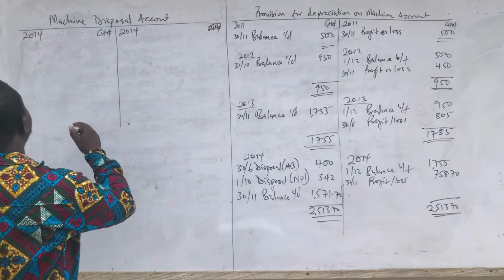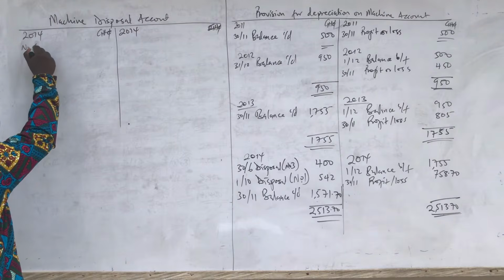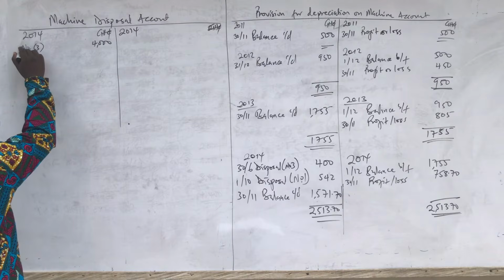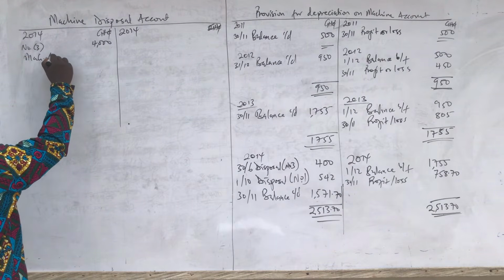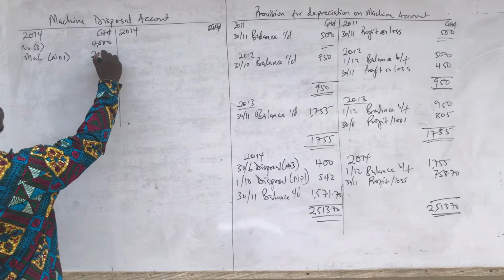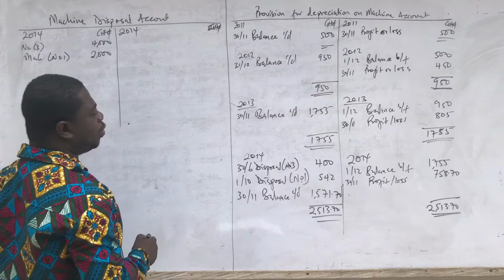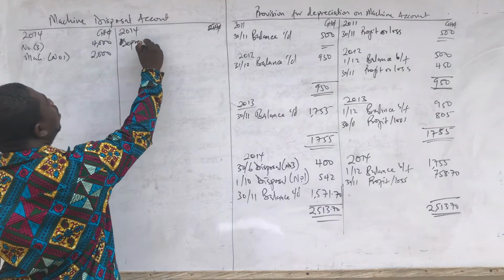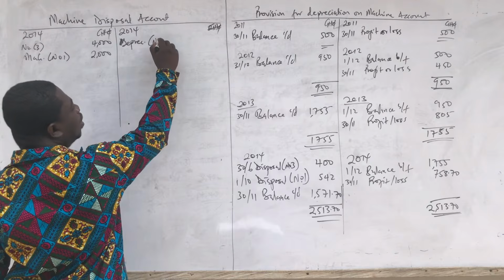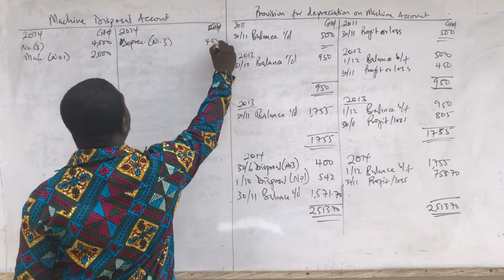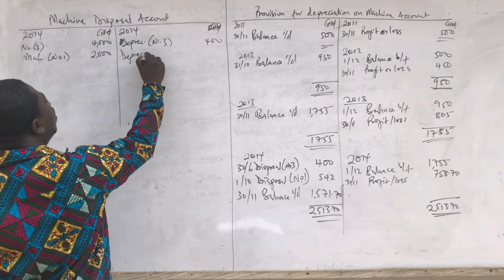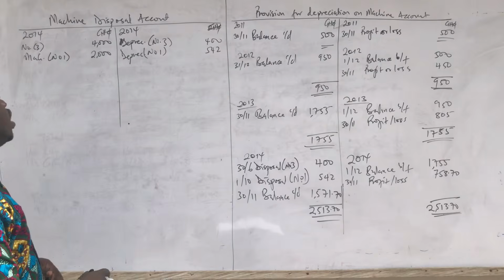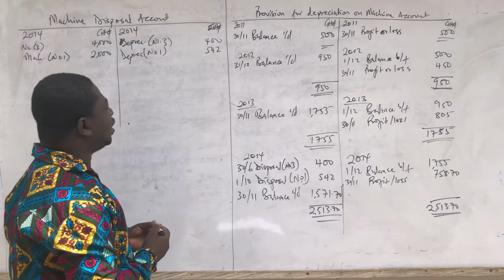And so for machine number 3, the cost was 4,000. And for machine number 1, the cost was 2,000. And when we come to the depreciation, we know that the accumulated depreciation for machine number 3 was 400 cedis, and then the depreciation for machine number 1 was 542 cedis. So we transfer both the cost and the accumulated depreciations.